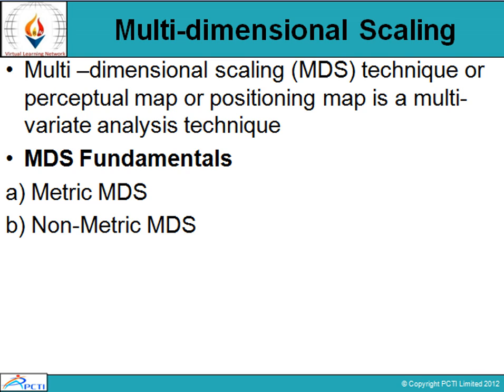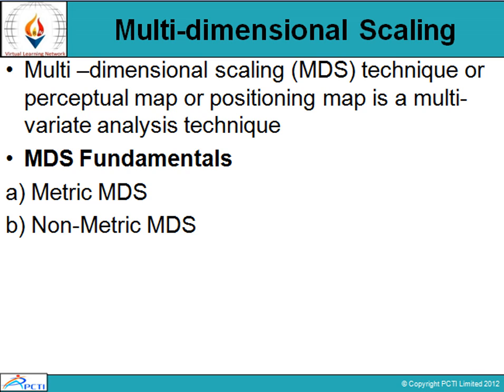When we talk about multi-dimensional scaling, MDS is a technique, or a perceptual map and a positioning map, in case of a multivariate analysis technique. And this is basically suitable for measuring human perceptions and their preferences towards a product or a brand. MDS is concerned with spatial representation of relationship among behavioral data. And when we talk about behavioral data, that is buyer's perception and preferences.